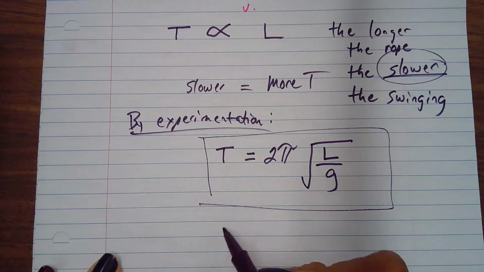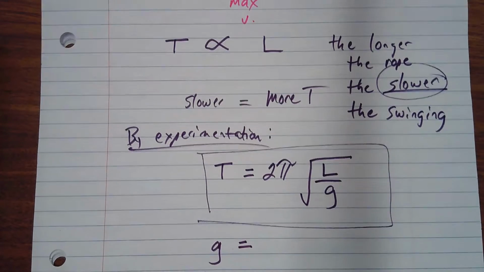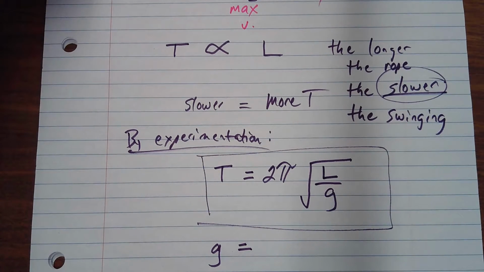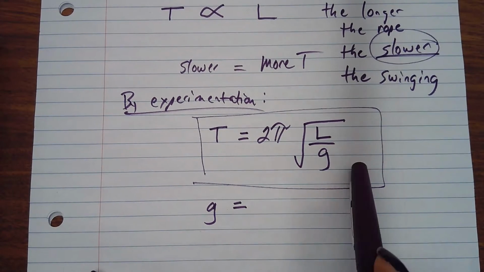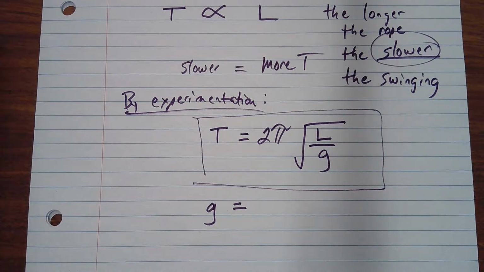So you're gonna have to isolate the G on your own, and we're gonna do this as a group because we're only gonna have one pendulum here, and you guys will just get the data that we have and put it into this formula. So you're gonna have to isolate the G on your own right here. Okay, so that will be the results.